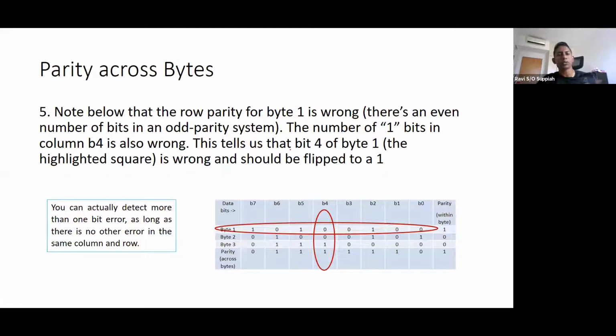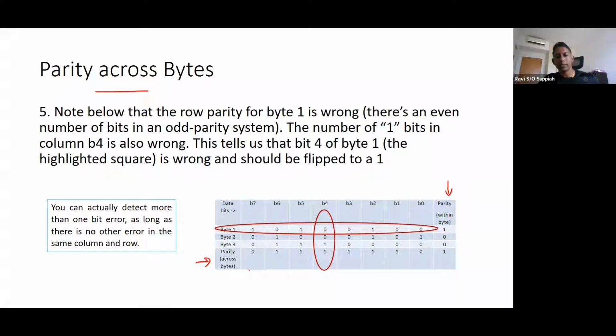Just now we saw that if I calculate parity within a single byte, it does not really help me detect an even number of errors. One possible improvement is to calculate parity across bytes. If you look at these 3 bytes over here, for each byte I calculate a parity, and for each column I also calculate the parity.